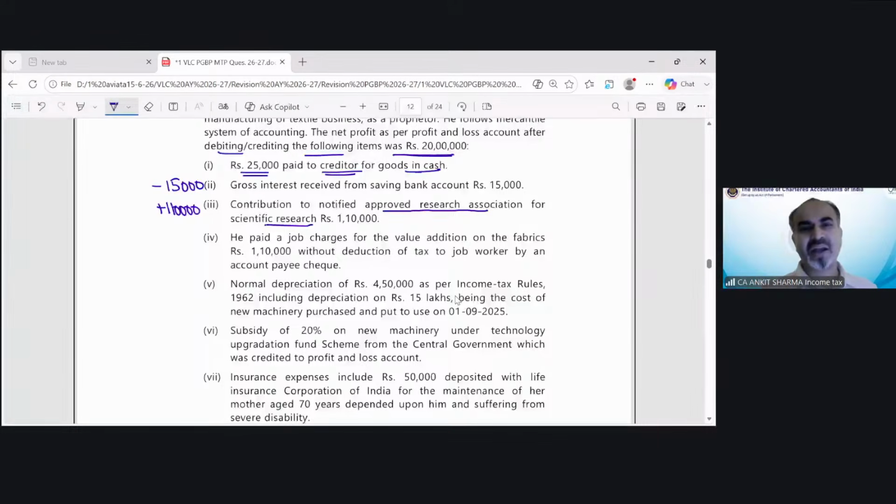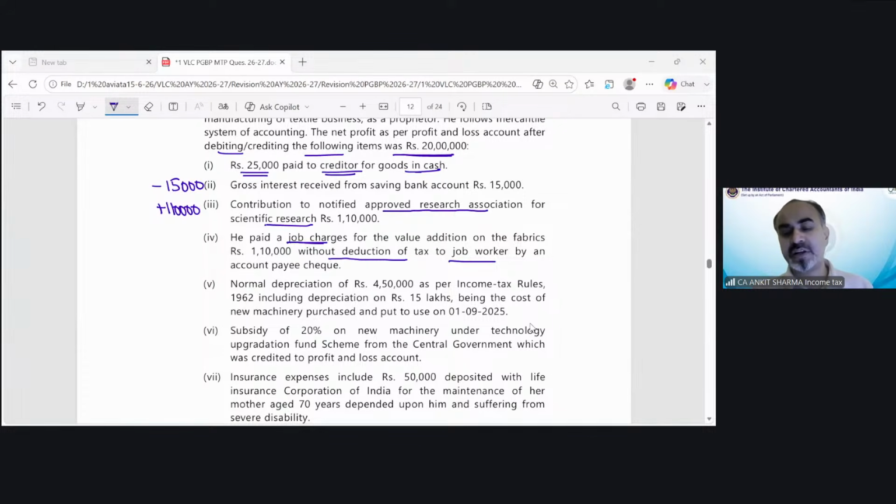Next, he paid job charges for the value addition on the fabrics, rupees 1,10,000, without deduction of tax to job workers. So if we pay job charges, does that payment fall under TDS provisions? And if yes, then if we did not deduct the TDS, what are the consequences? Absolutely, it is under section 194C and 30% is disallowed. So in this case, 33,000 is going to be disallowed.